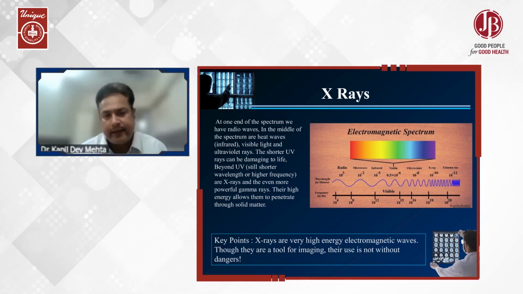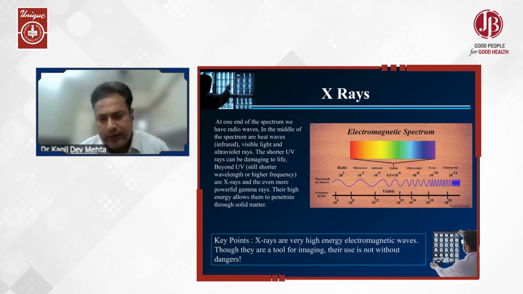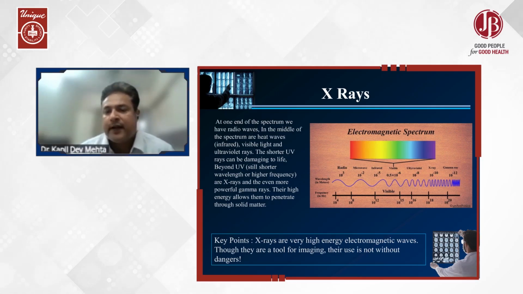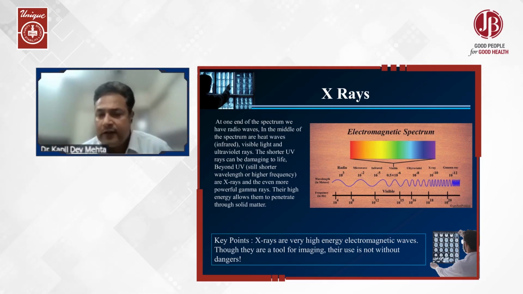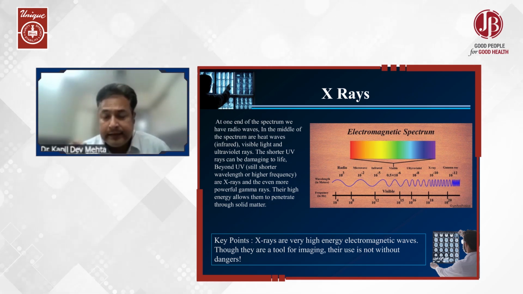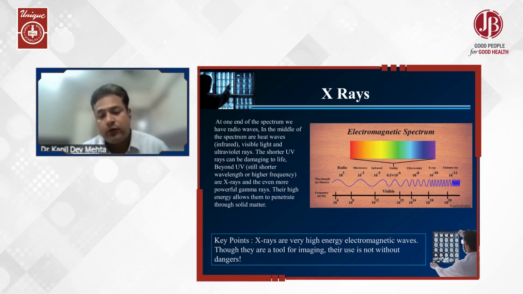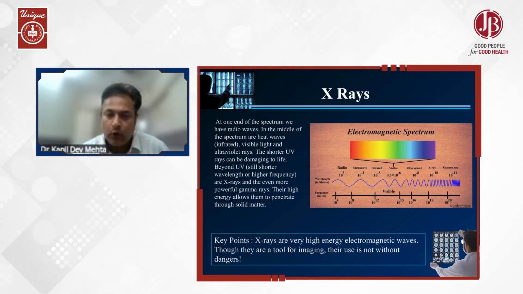So what are X-rays? Just to tell you very briefly, X-rays belong to the right-hand side of the electromagnetic spectrum. They have very high energy, but their wavelength is short. And if not used properly, they can also be damaging to humans or cells.